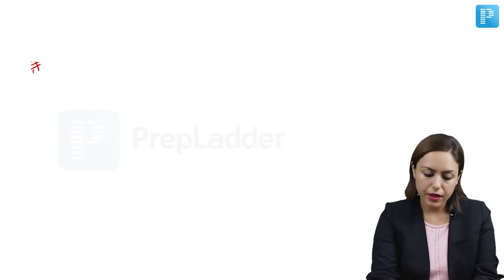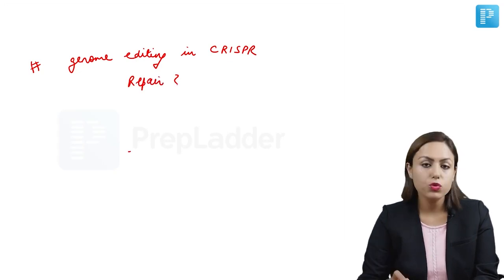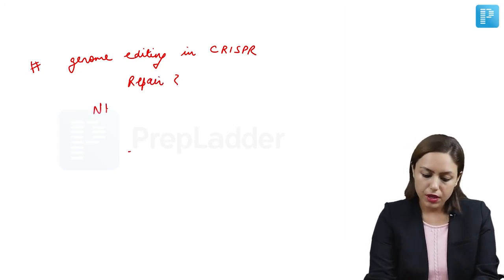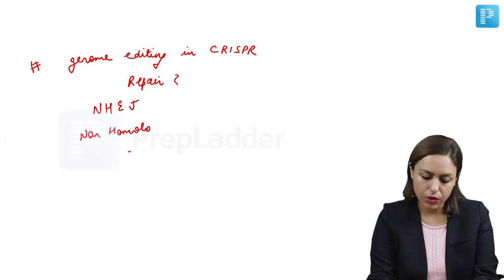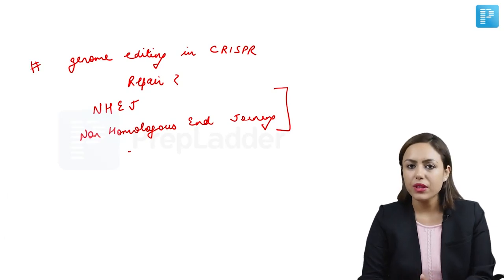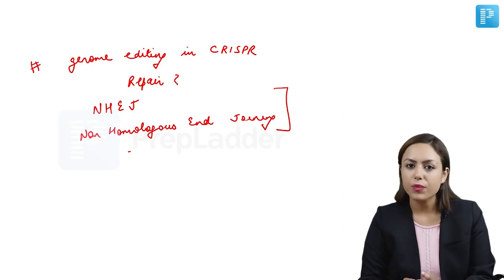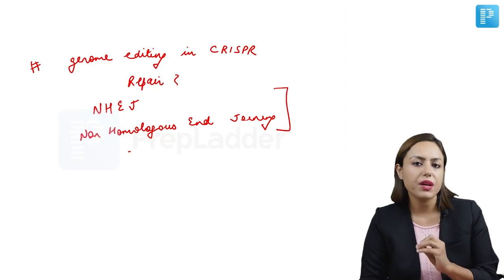Also note that in CRISPR, for genome editing, which repair mechanism is used? The question was recently asked. Non-homologous end joining repair is used. This repair method is usually used for double strand break repairs, right? The earlier repair methods which I told you, nucleotide excision repair, base excision repair, mismatch repair, they all were for single strand DNA break repair, right?